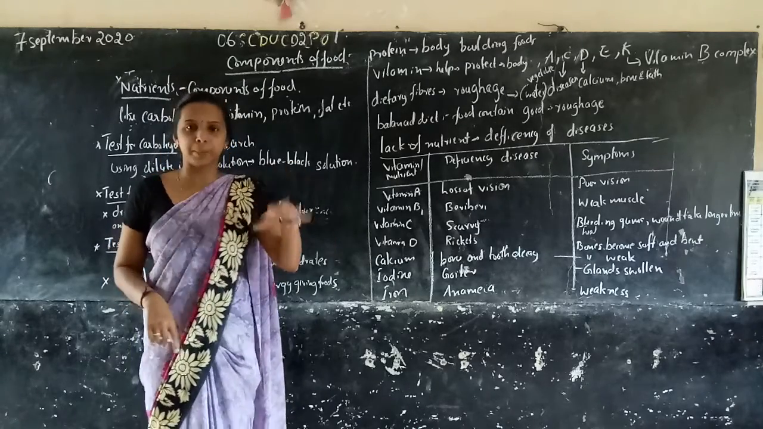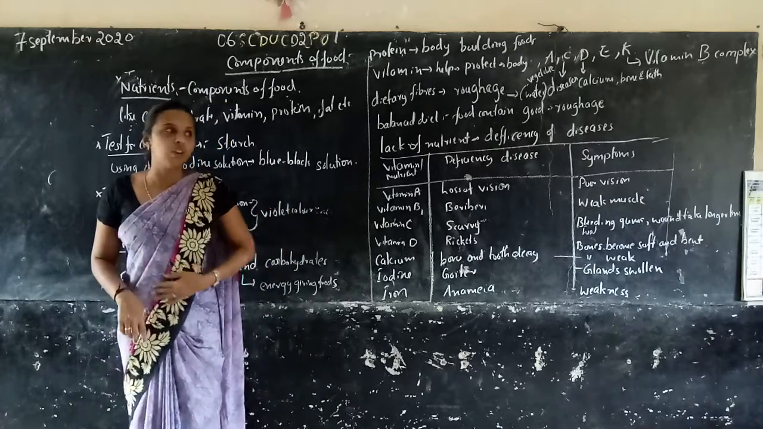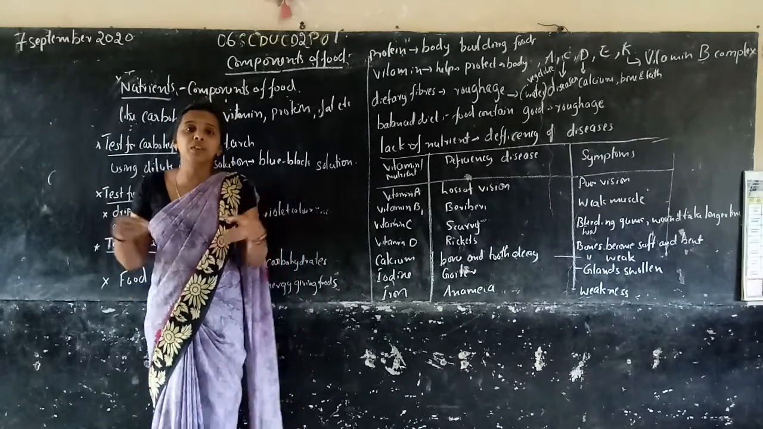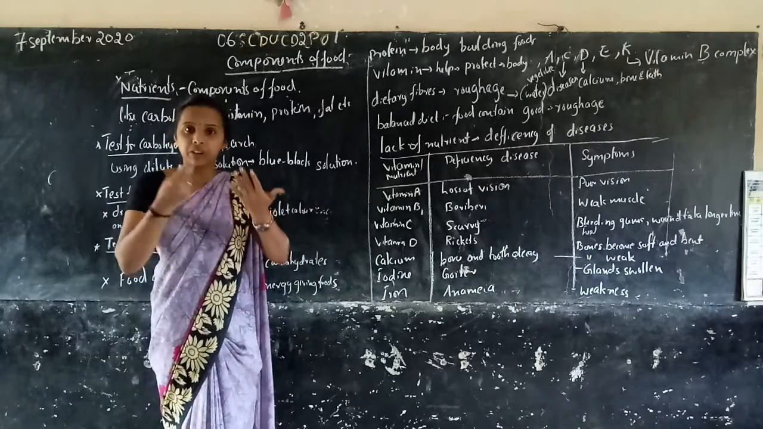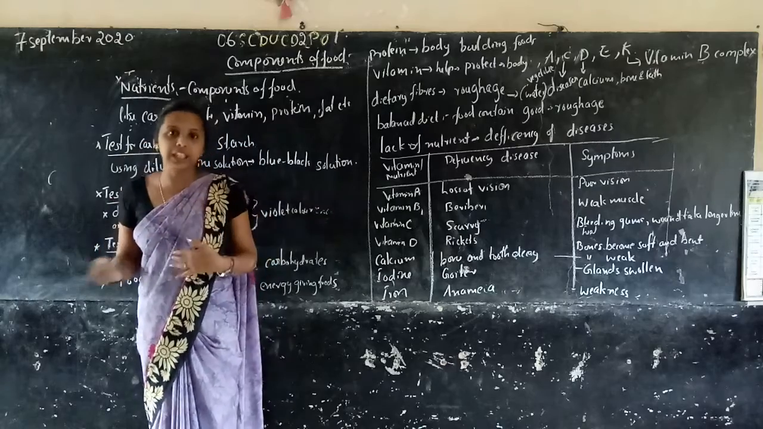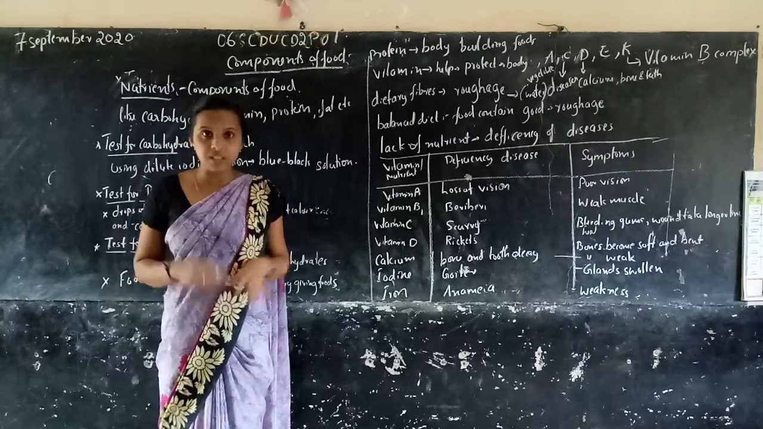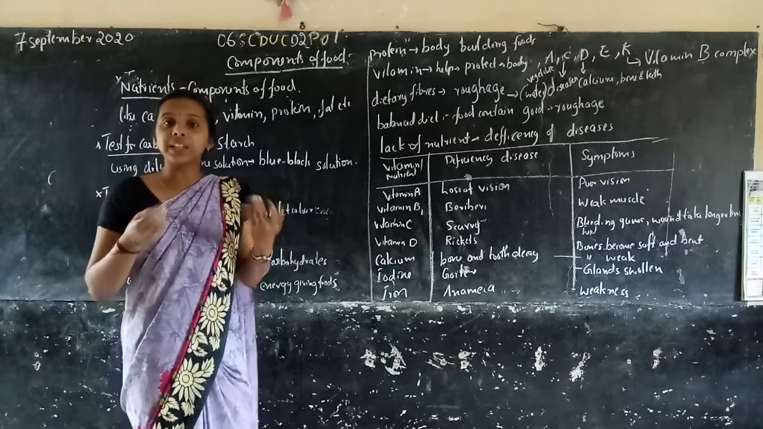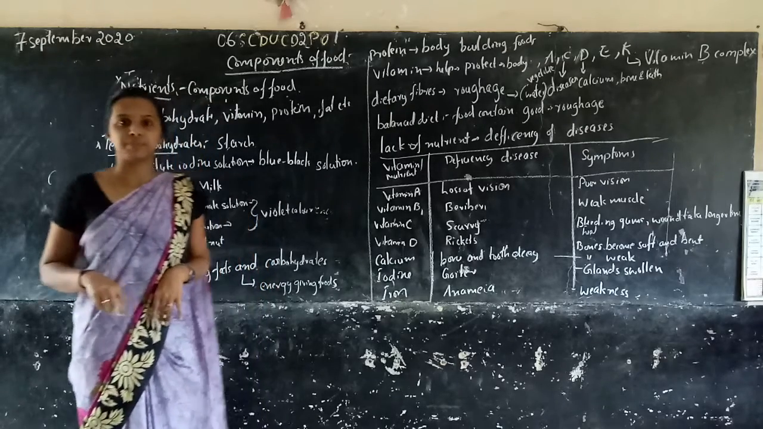If I take chapati, we use some dals. For rice, we have some pickles. So we use so many different sources which are obtained from plants or animals. In this class, we study what the components of food are, and how we can identify them.